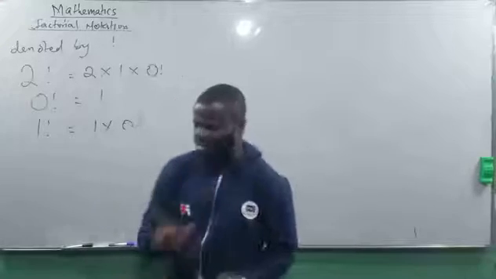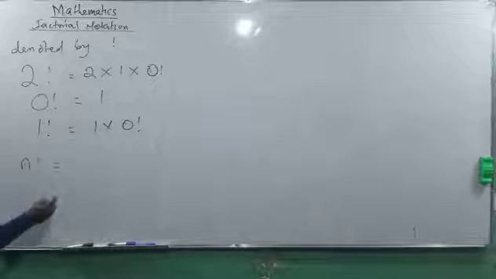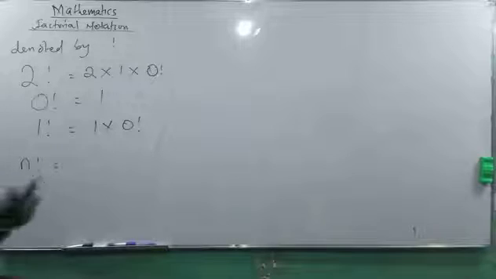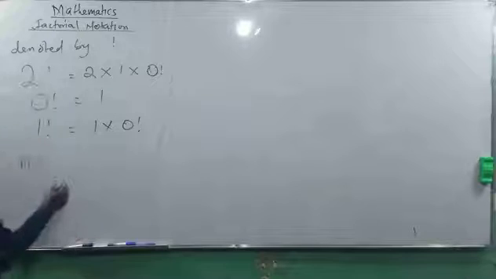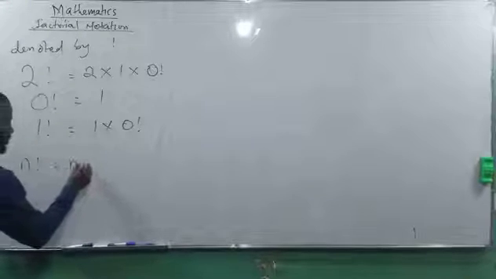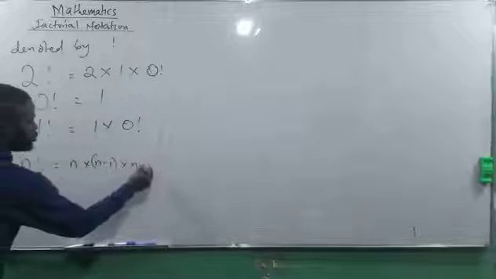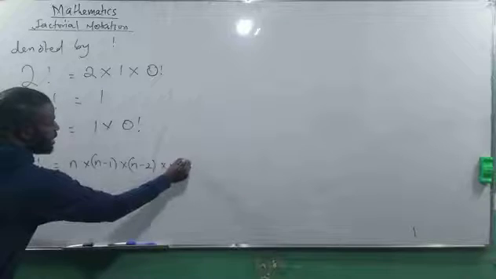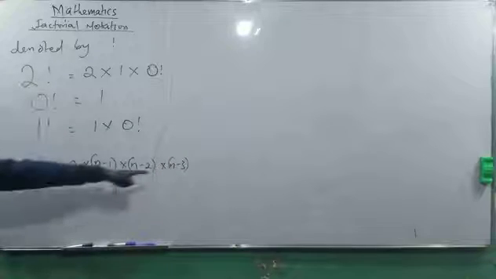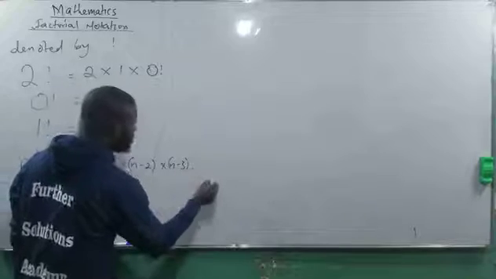Now, for instance, when I have n factorial, by implication, n could be any number, a number that is not yet defined. I can say that n multiplied by n minus 1, multiplied by n minus 2, multiplied by n minus 3. I won't stop. Do you get me? And it continues like that.